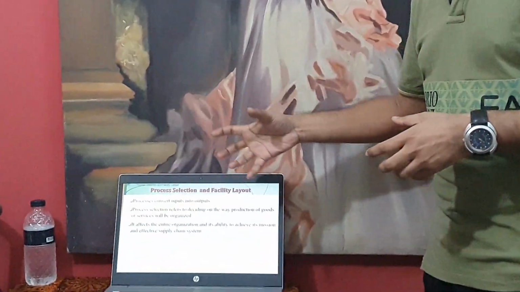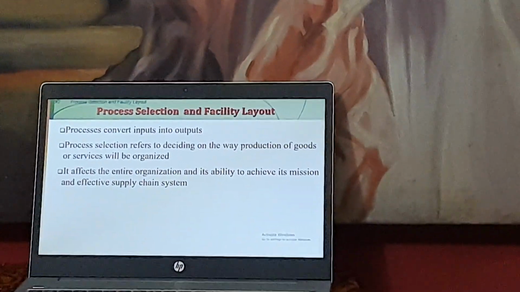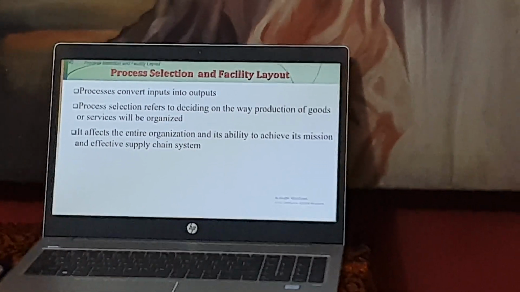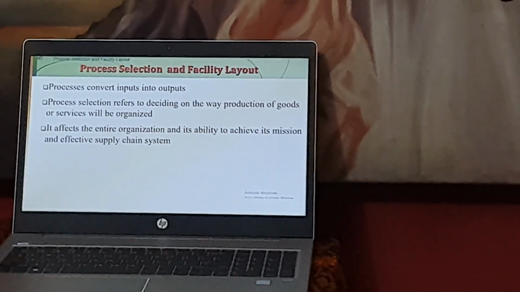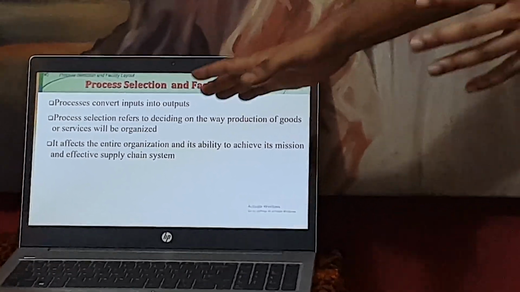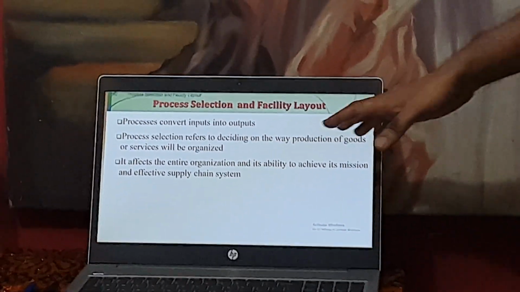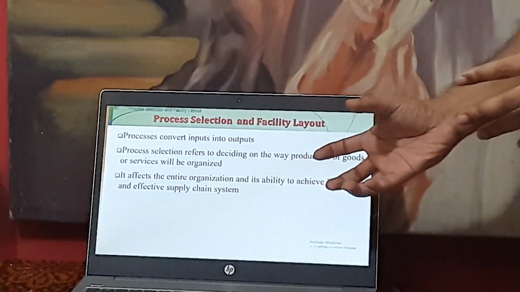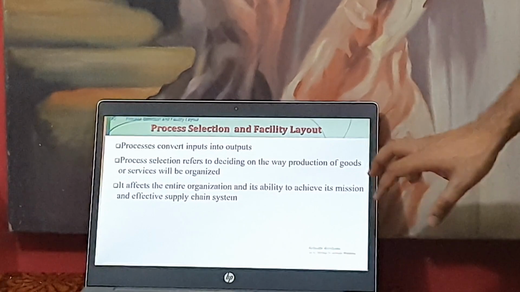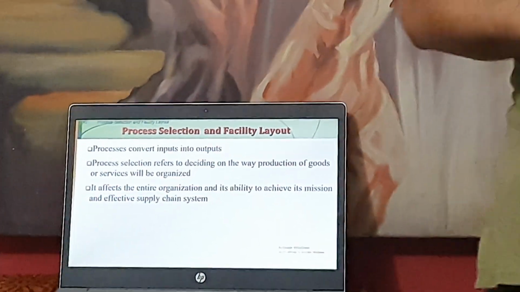It says, what is the process? Process converts inputs into outputs. I believe I have talked about this many times in the operations management lectures, that processes basically convert the inputs into the outputs. Now, process selection refers to deciding on the way the production of goods or services will be organized. And the third statement says that it affects the entire organization and its ability to achieve its mission and effective supply chain management.